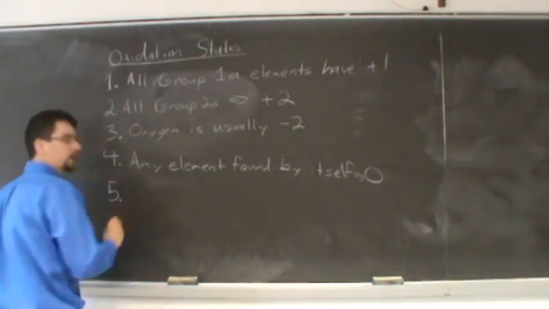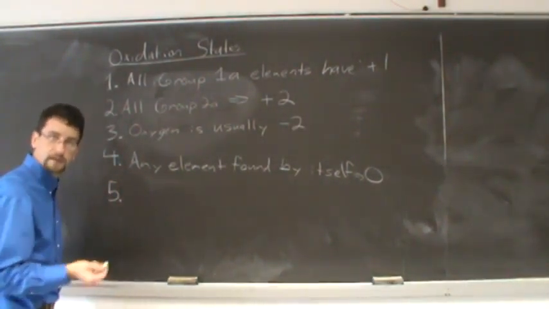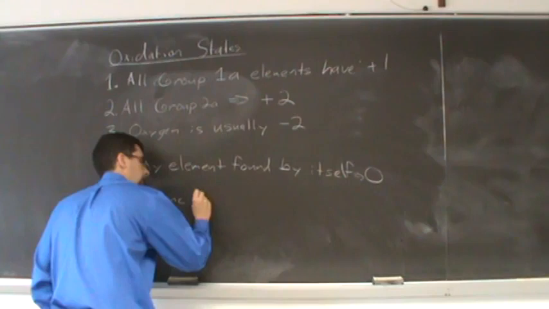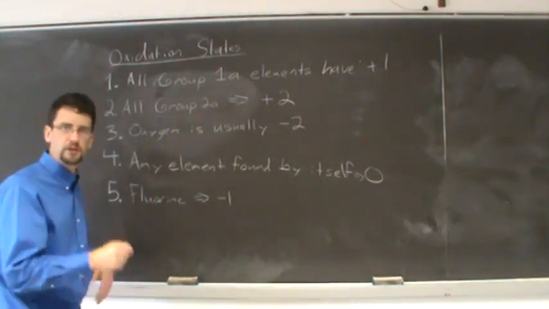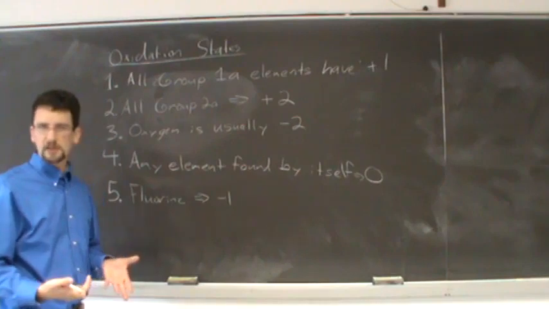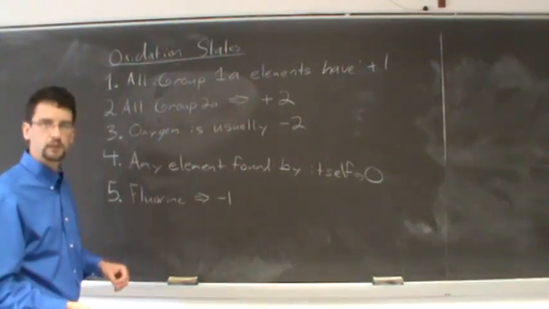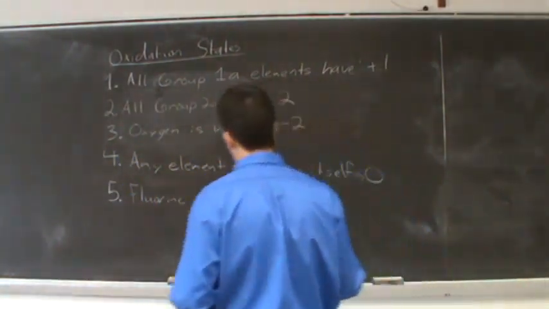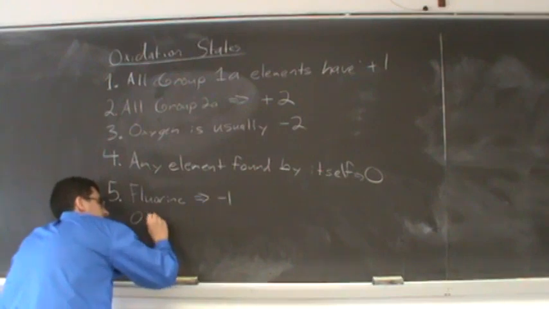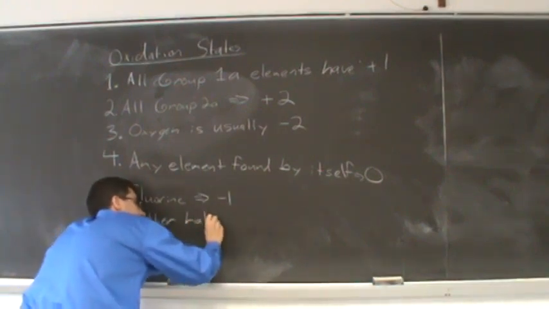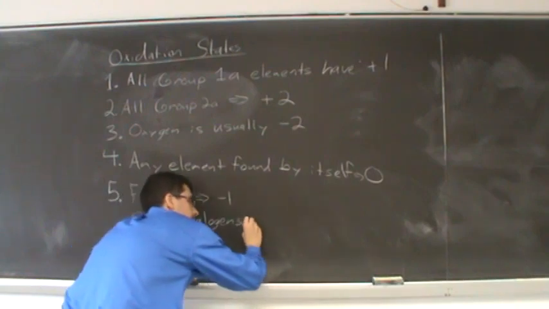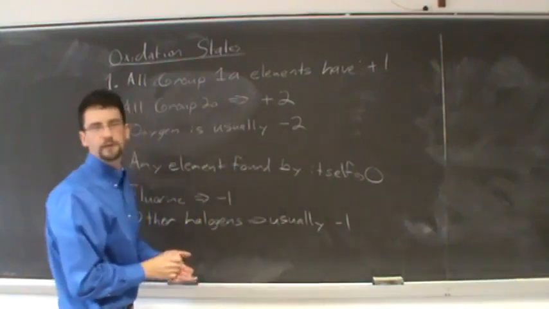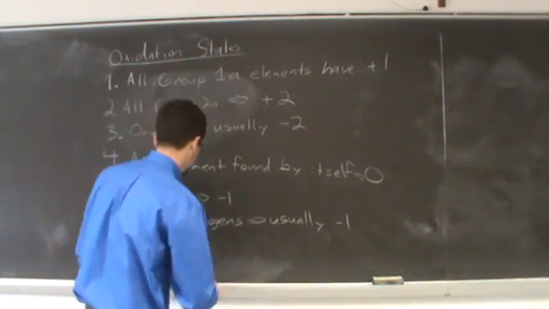The last rule has to deal with halogens. So fluorine is always -1. However, the other halogens, chlorine, bromine, iodine, their oxidation state can vary. Usually it's in a -1 state, but sometimes it can vary, mainly if something more electronegative is paired up with it. So other halogens are usually -1, but they can vary to other states.